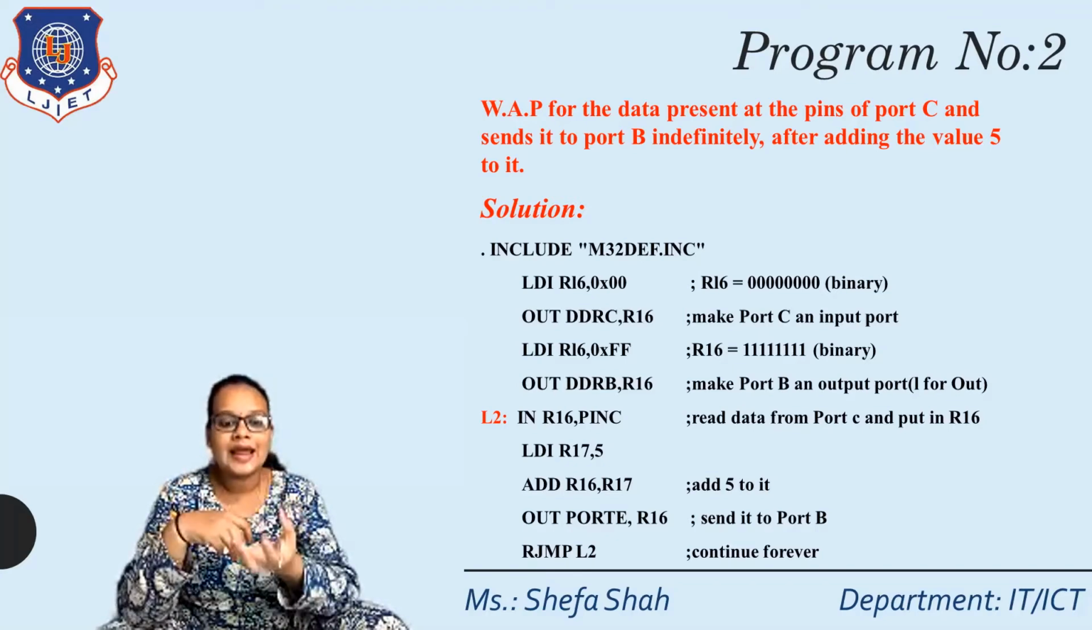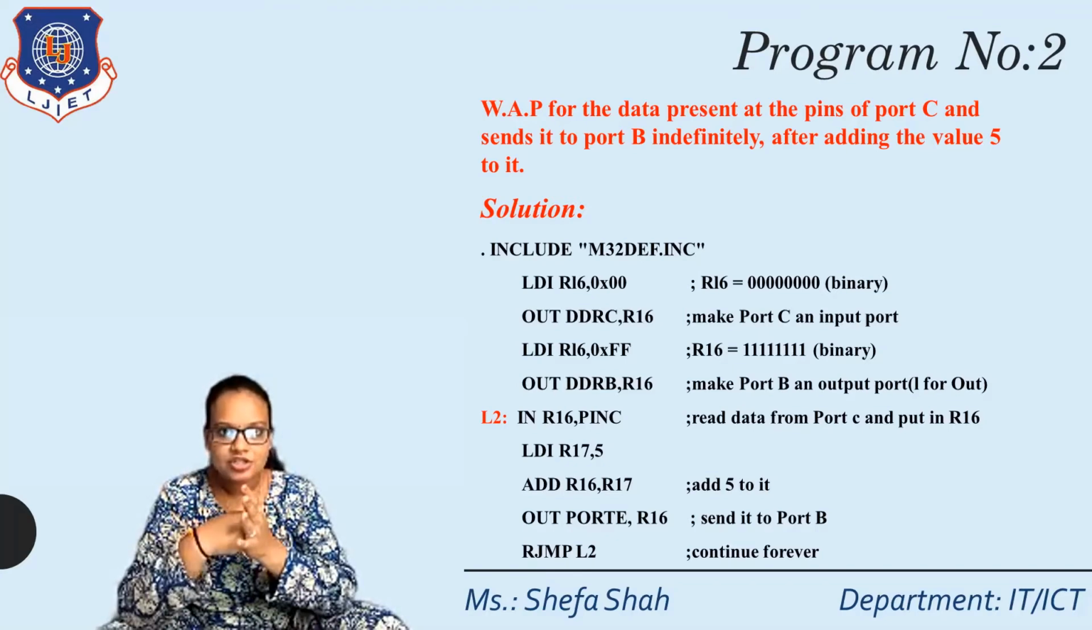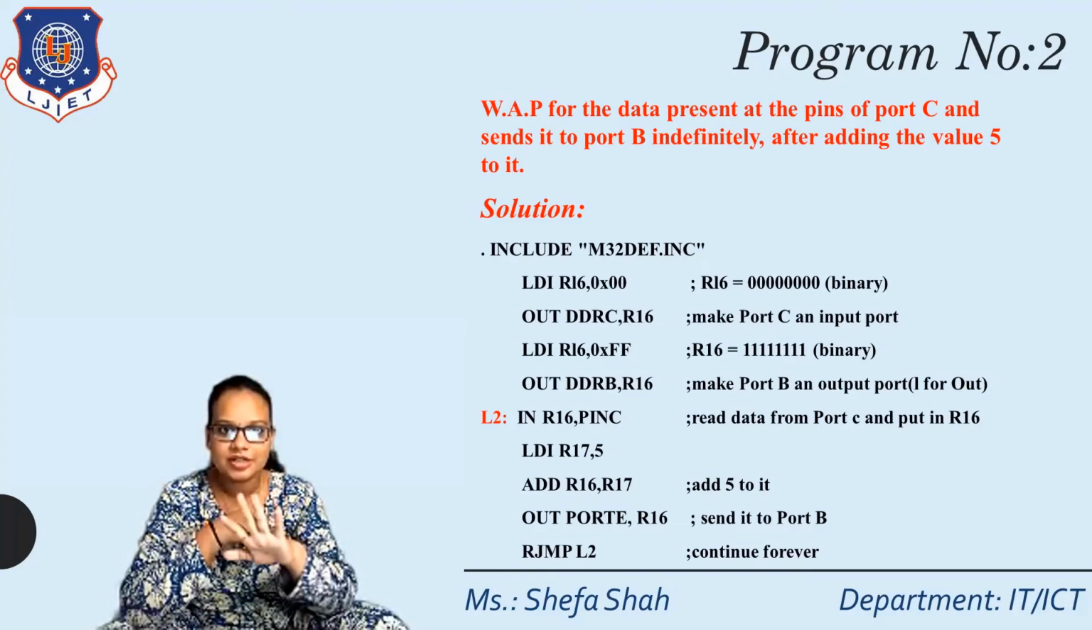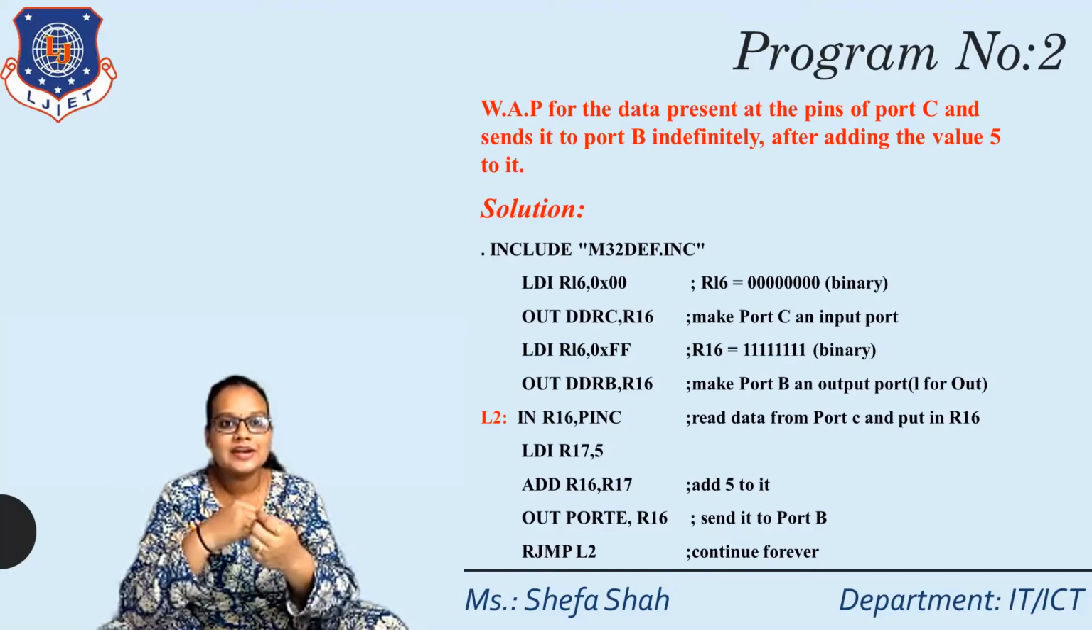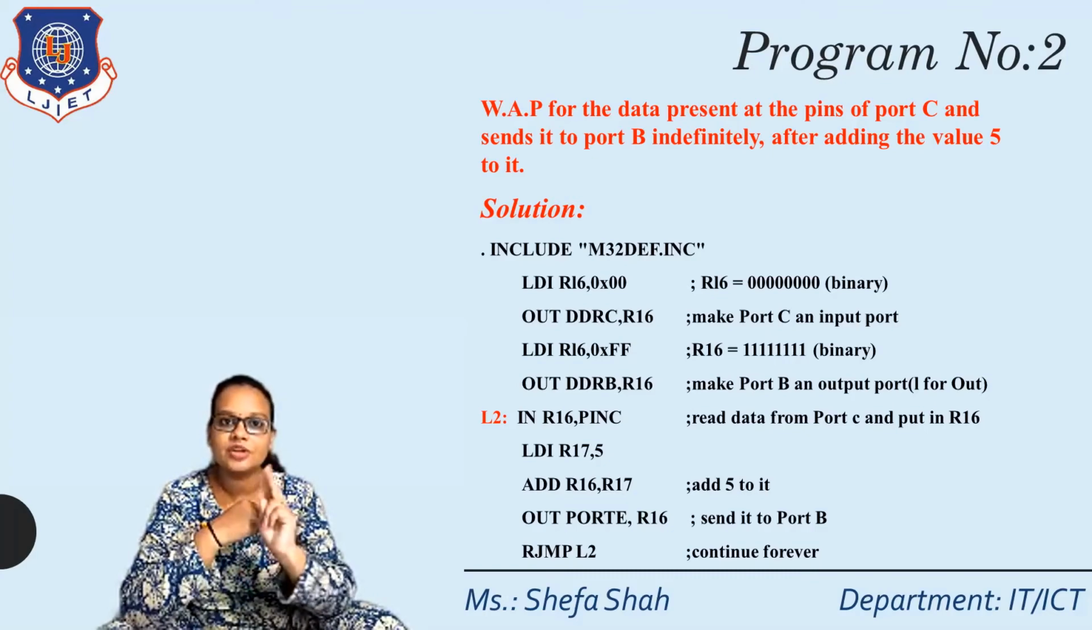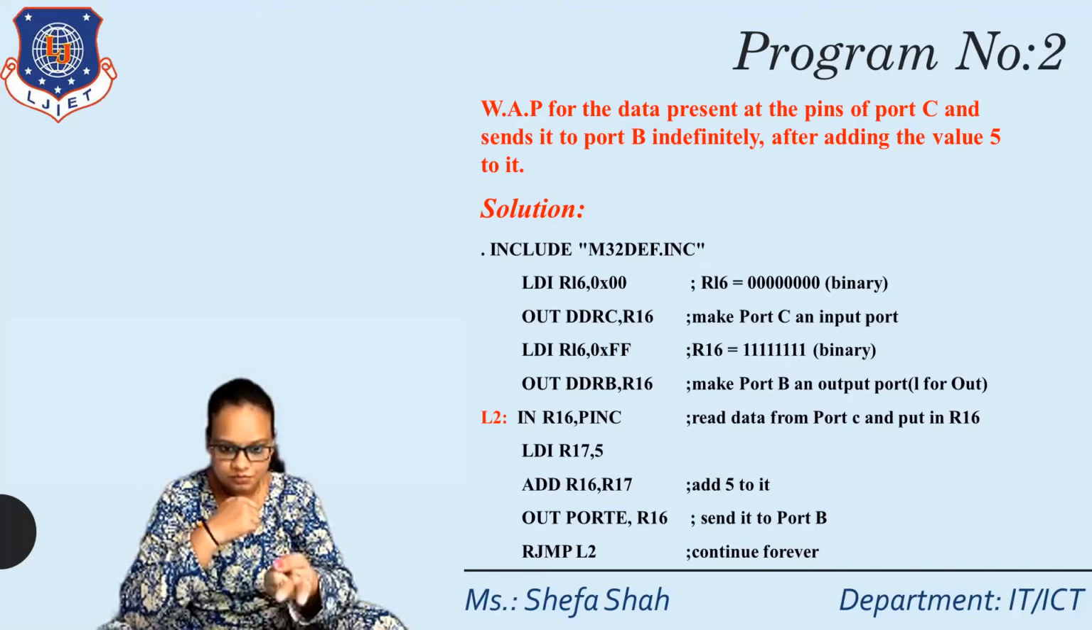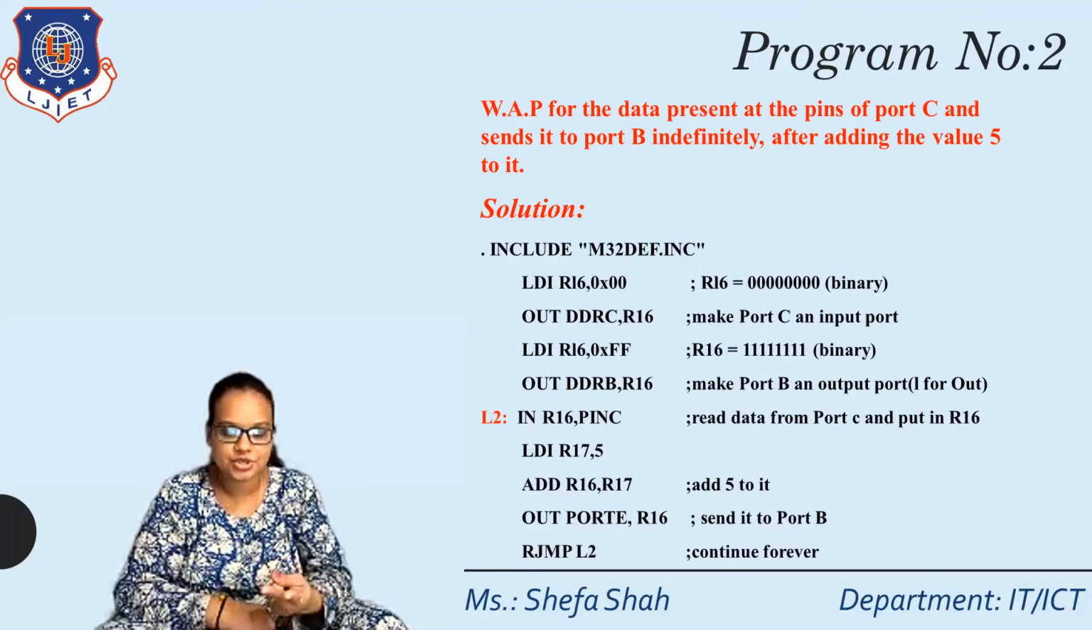Now we need to add this data with 5. So again 5 will be stored in some register for using this add instruction. The add instruction has a syntax between two general purpose registers. So LDI R17 comma 5. So 5 will be loaded in R17. Then add R16 and R17. So the data of R16 and R17 will be added, and the result will be stored in R16, which is our left-hand operand, the destination register.